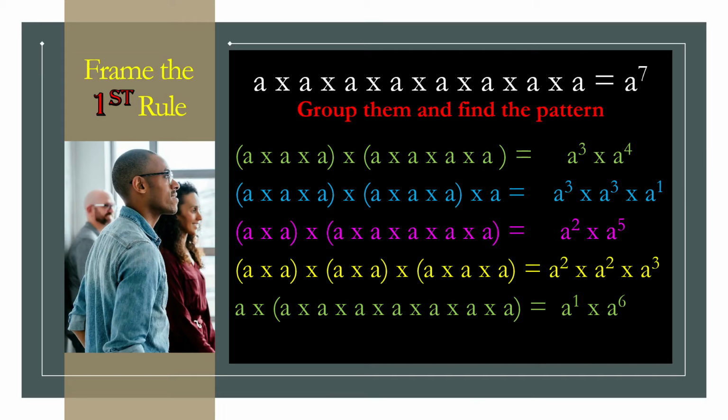This is the first situation displayed on your screen. There are 7 a's multiplied and you can write it as a raised to the power 7. You can regroup the 7 a's like 3 and 4, 3, 3, 1, 2, 5, 2, 2, 3, 1, 6. All the equations are exactly the same. They are written in different styles. So look carefully and frame the rule.